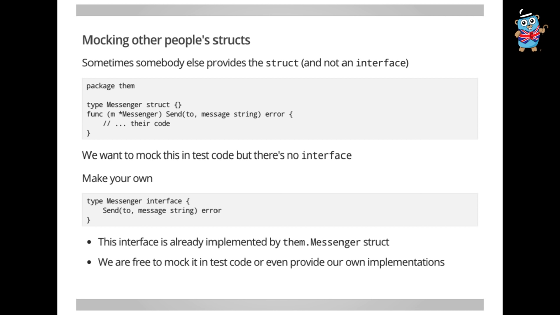So in their package, their messenger, we create our own messenger interface here that implements the same method, and we can then use that. Now, their struct already implements this, so our code's going to work as before, but now we can create our own mock one or do whatever we want since it's now an interface. So that's another cool one that's worth remembering.